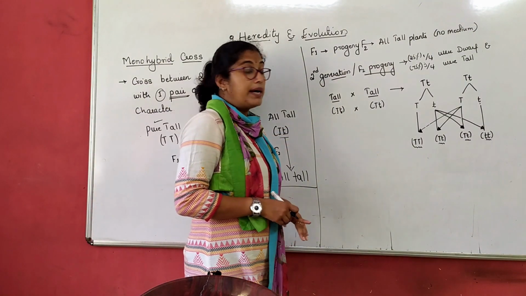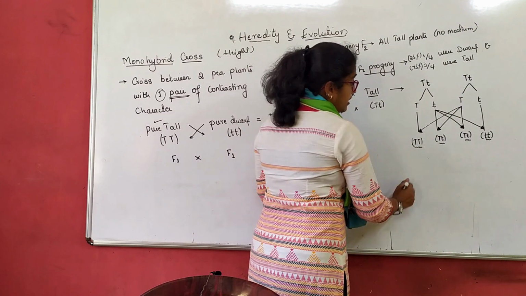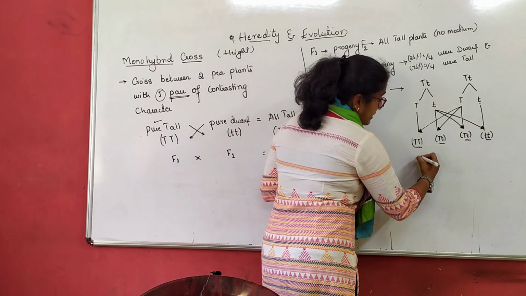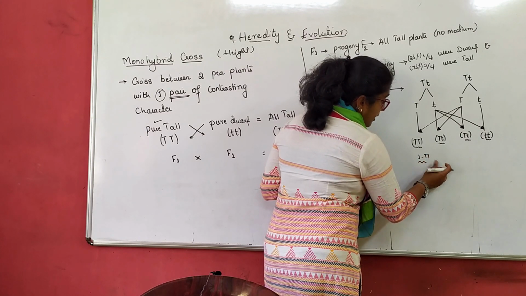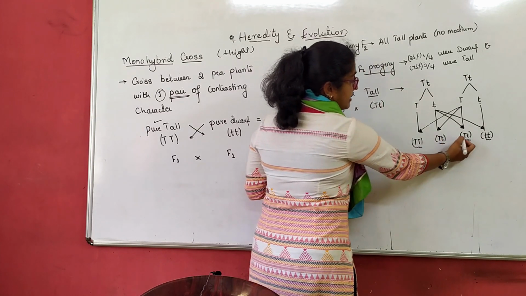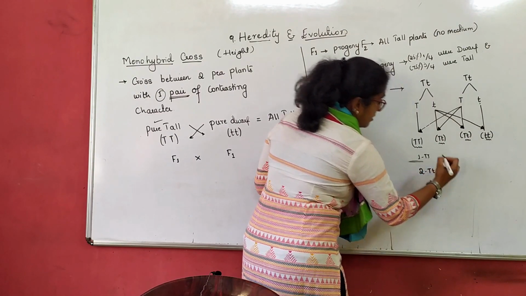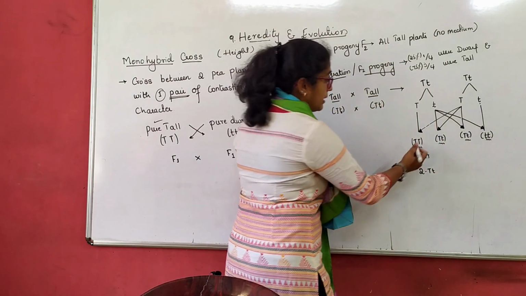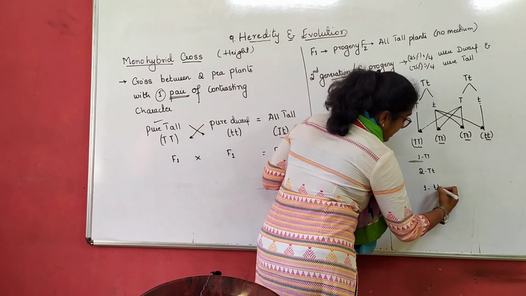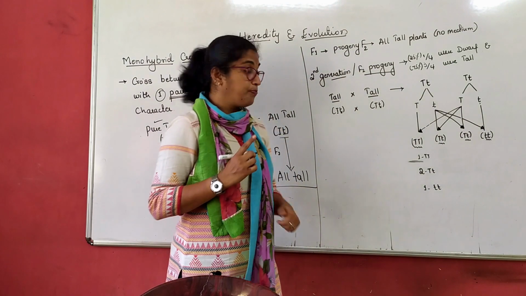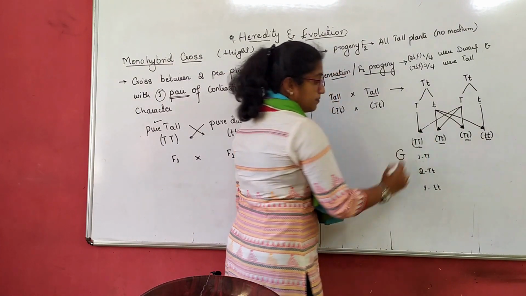Let me come to this part. What is the genotype here? Okay. Now here genotype is T and T. So I will write 1 T and T. Okay. Next, T and T, how many are there? There are 2 plants which are in this order, genotypically. Last one. How many plants are with only T and T? Only 1. That means this is a genotype condition.